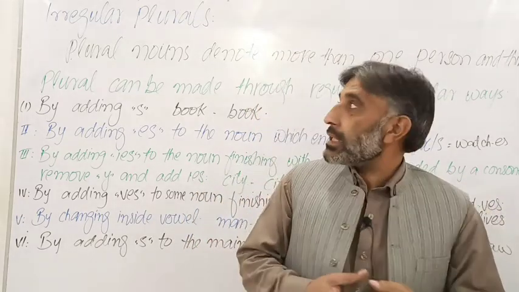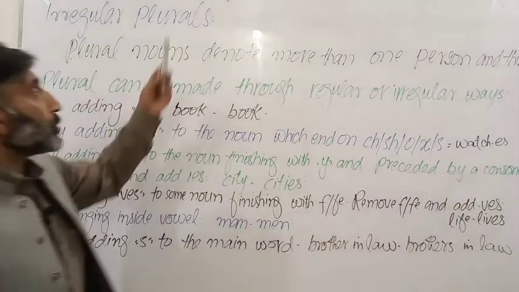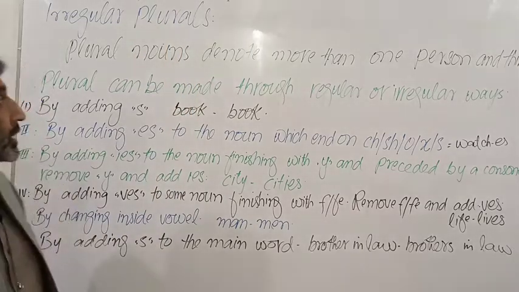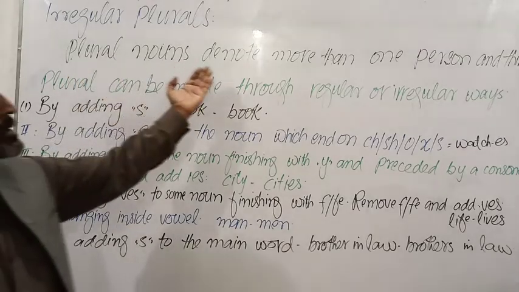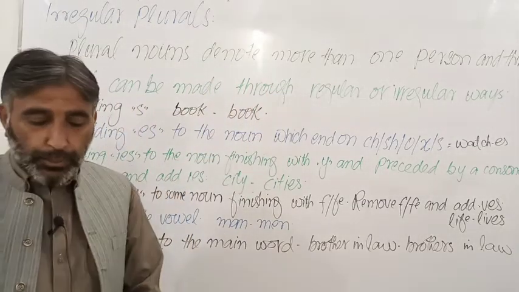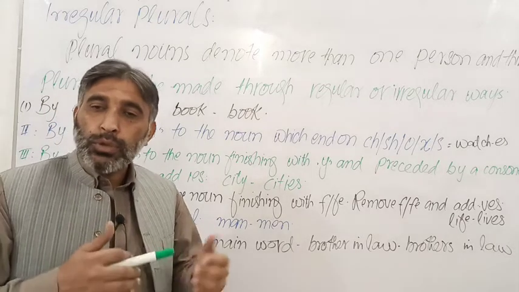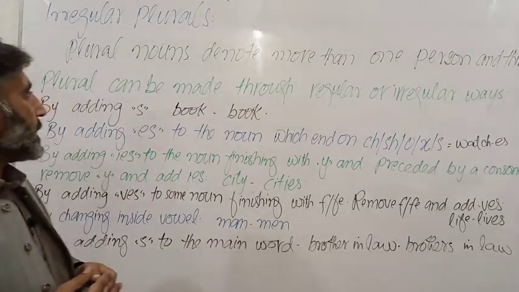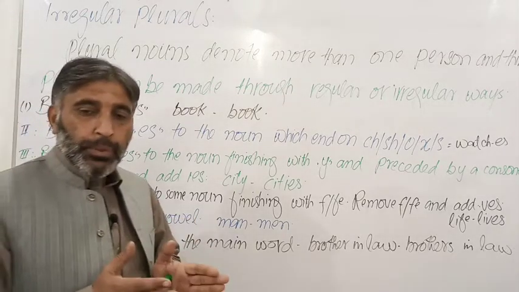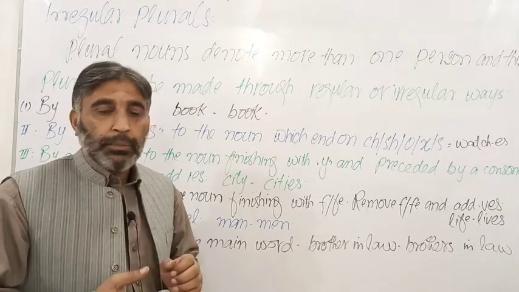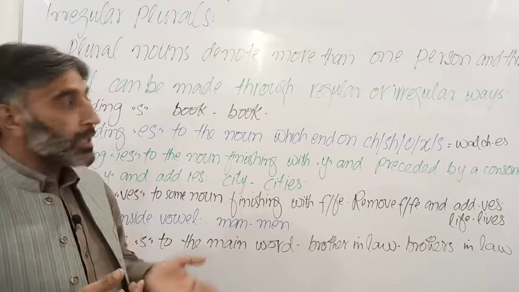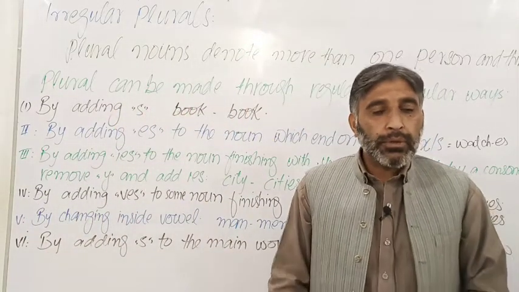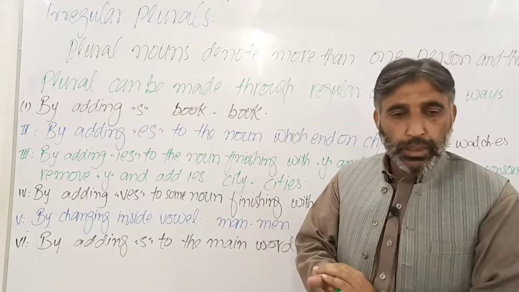So dear students, in this activity we are talking about irregular plurals. First of all we will talk about what is plural. We have written shortly, plural nouns denote more than one person or thing. Plural nouns are those nouns which denote more than one. If one, that is singular, and plural shows more than one person or thing. When we are making plural from the singular, there are different ways. Among them, some are regular ways, some are irregular ways. Today our discussion is about irregular. Regular we discussed in unit 1, level 1 as well. But anyhow, we will recapitulate it over here.